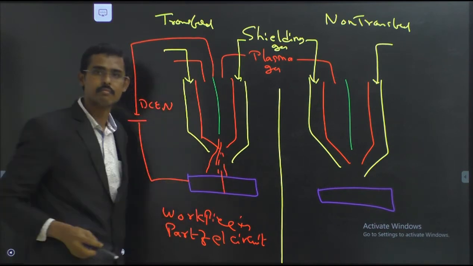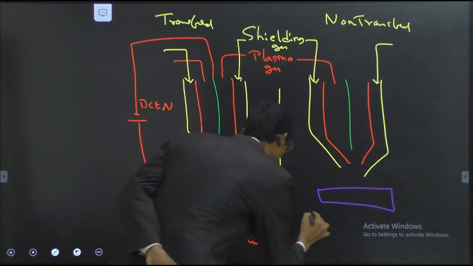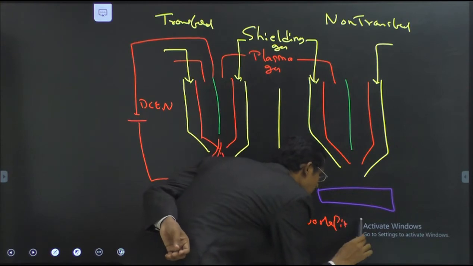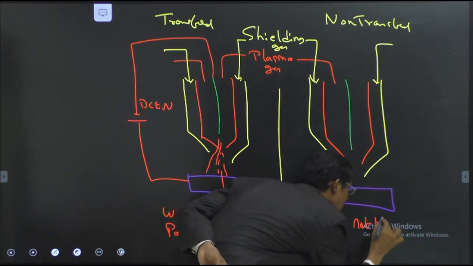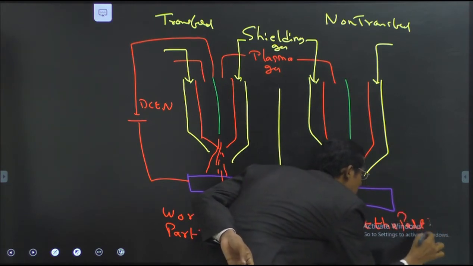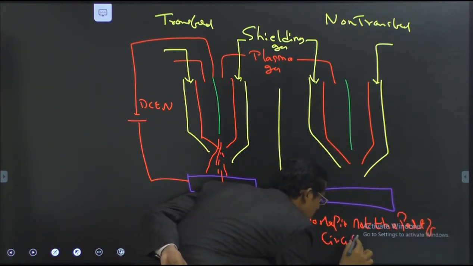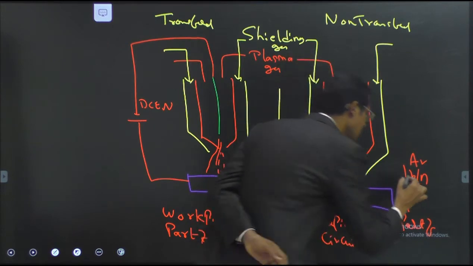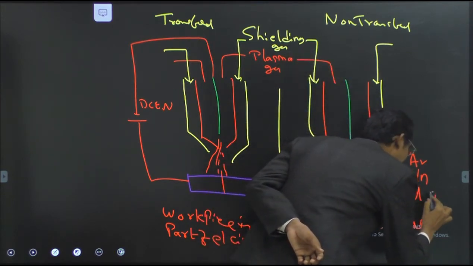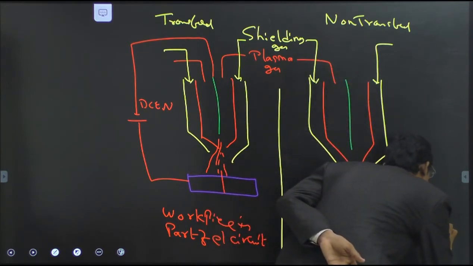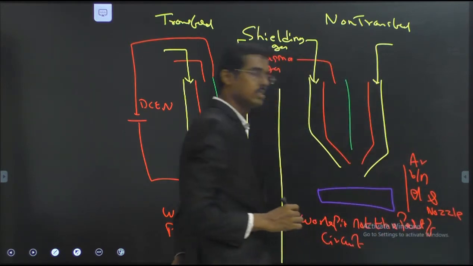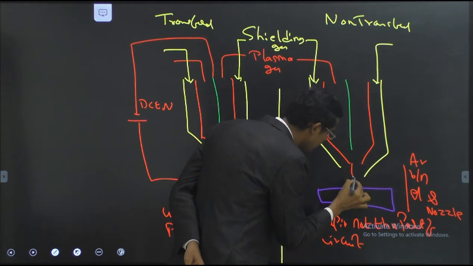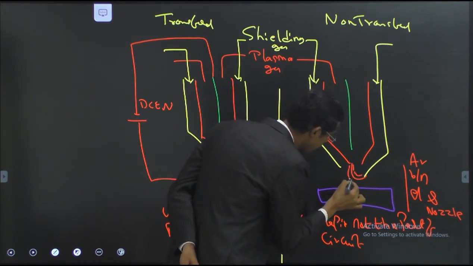Directly contact here. It is a non-transferred arc. Here what happens? The workpiece is not part of the circuit. The arc is generated between the electrode and the nozzle. It means the nozzle is here, yellow color. The arc comes down and the arc is generated like this pattern.